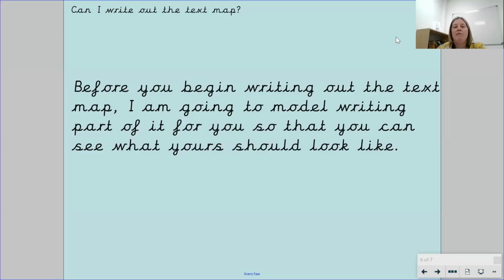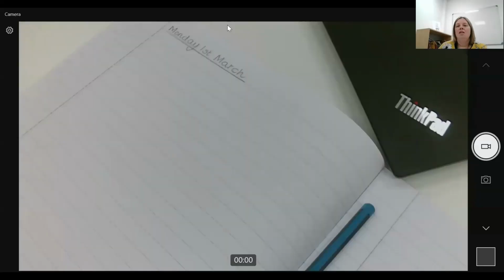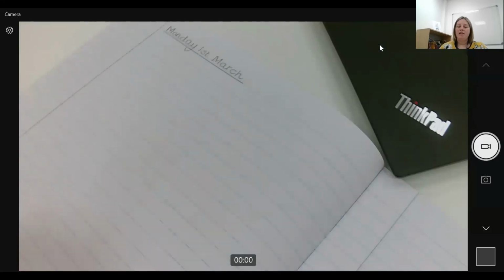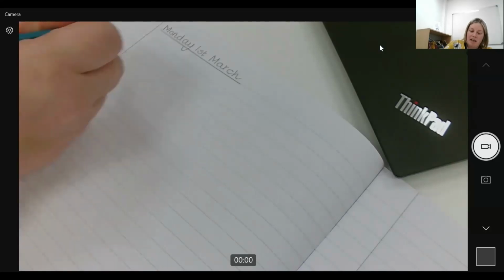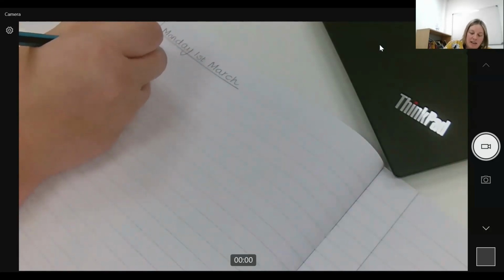Before you begin writing out the text map, I'm going to model writing part of it for you so that you can see what yours should look like. So the first thing I've done is written the date in my book. I'm going to start to write our explanation text now. And the first thing I need to do is to write the title or the heading. The heading for our explanation text is what changes happened from the Stone Age to the Iron Age. So I'm going to write that at the beginning.